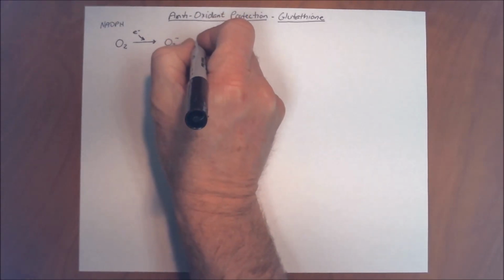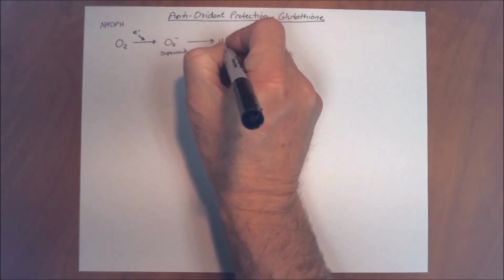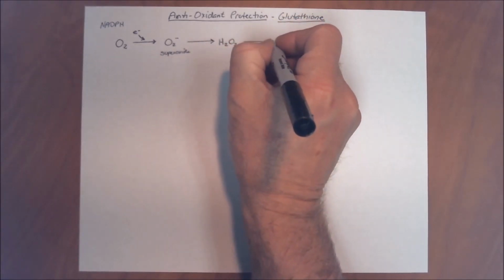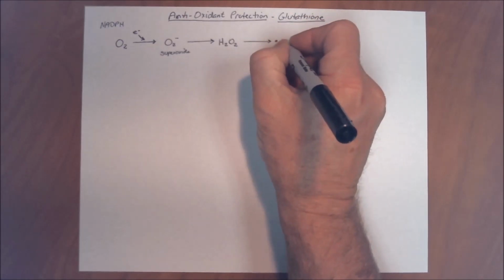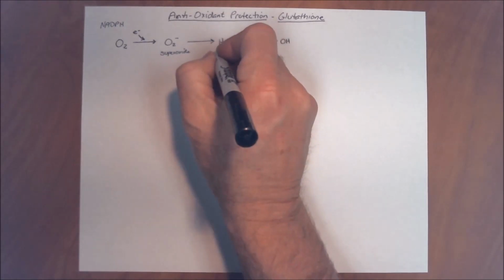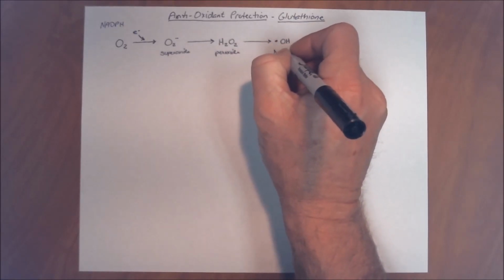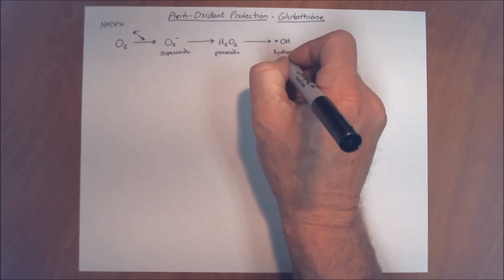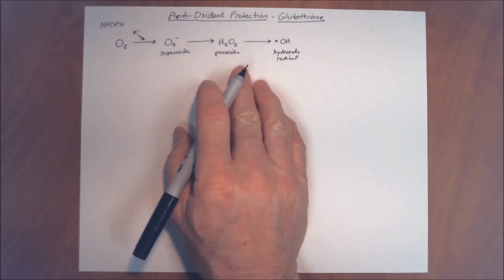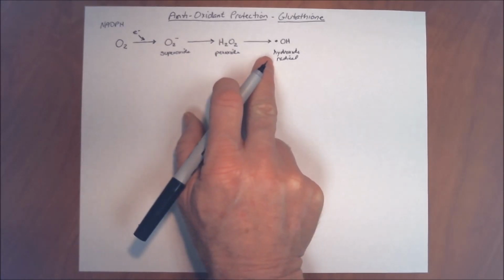The superoxide anion can also be converted into hydrogen peroxide. Once we have hydrogen peroxide, we can quickly generate hydroxide free radicals. So we go from peroxide to hydroxide radical. Now, where do these come from?